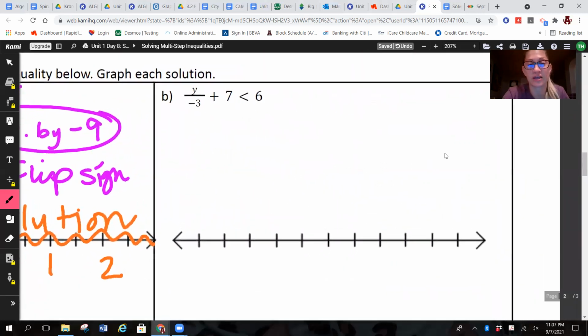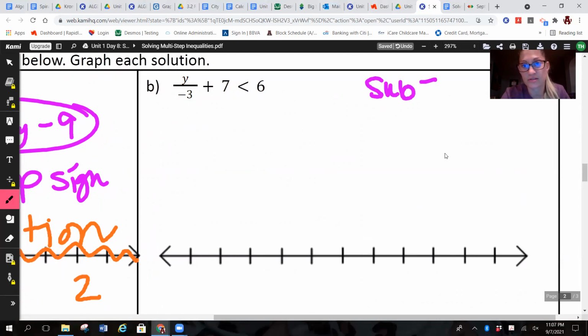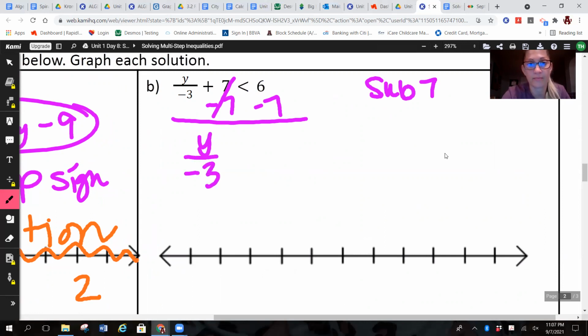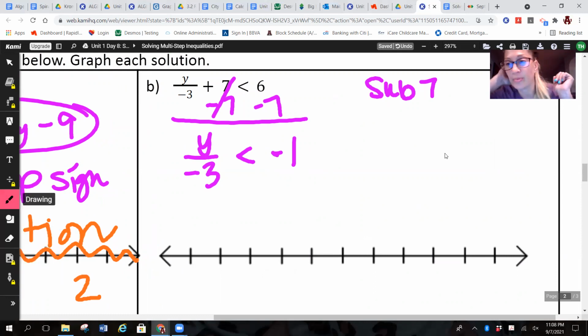Let's look at our second example. First thing I'm going to do is subtract 7 to both sides. This is a two-step problem. Now remember, subtracting does not make the inequality flip. Subtracting and adding do not change the direction. 6 minus 7 is negative 1. Getting a negative answer doesn't change it. The only thing that changes is multiplying or dividing.